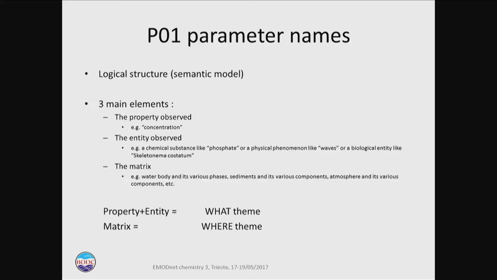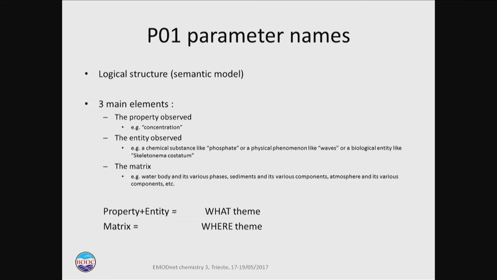So just to talk about the P01 parameter names, I'm assuming that most of you will be familiar with those names, and they can sometimes be very long. But there is a logical structure to them, and it's based on semantic models. To simplify the understanding, I think you need to focus on the fact that there are three main elements in the name. The first one is a property observed, which would be, for example, concentration.